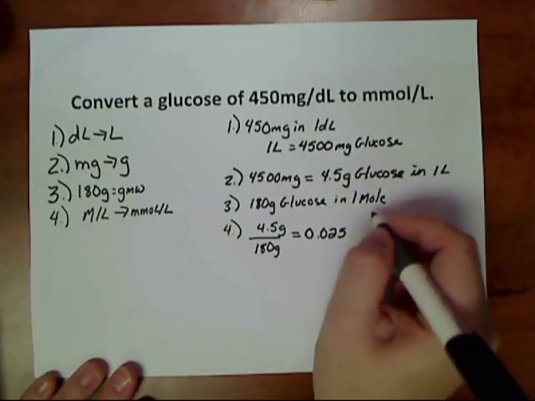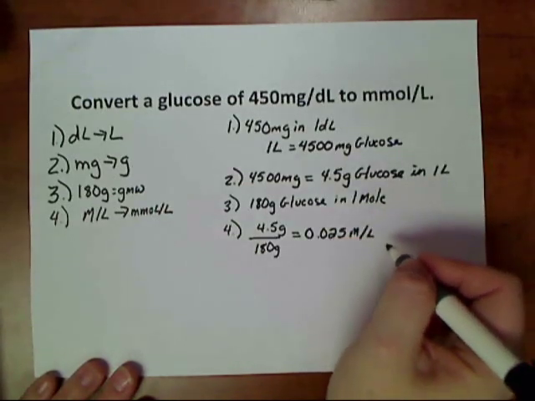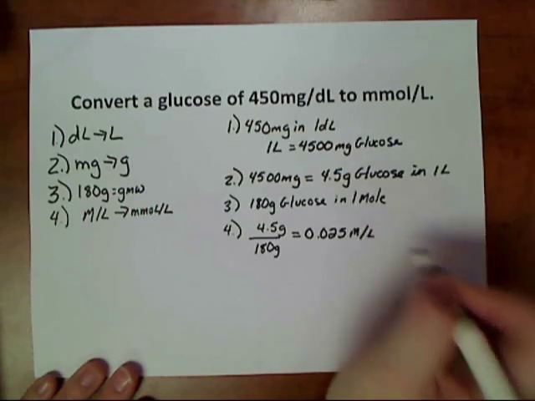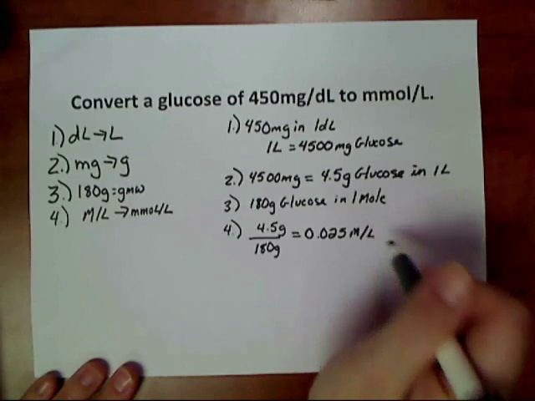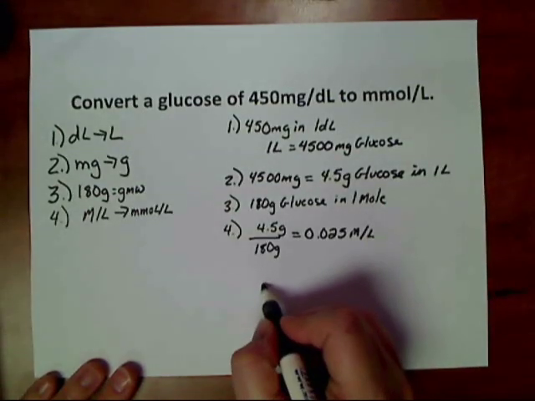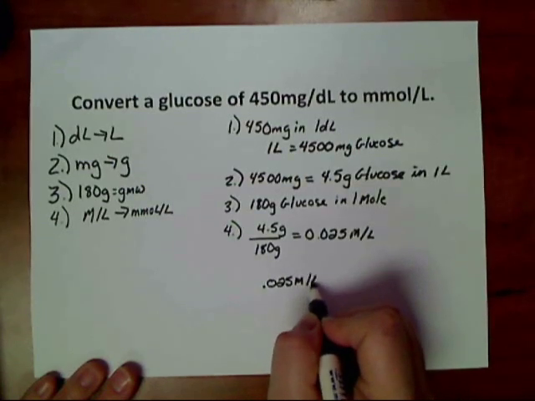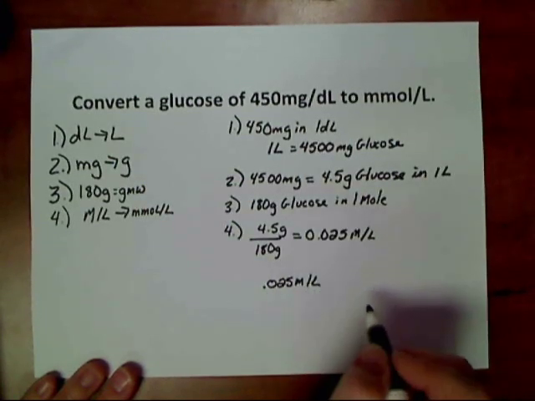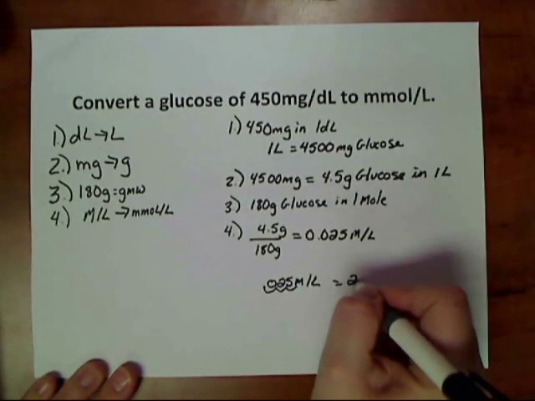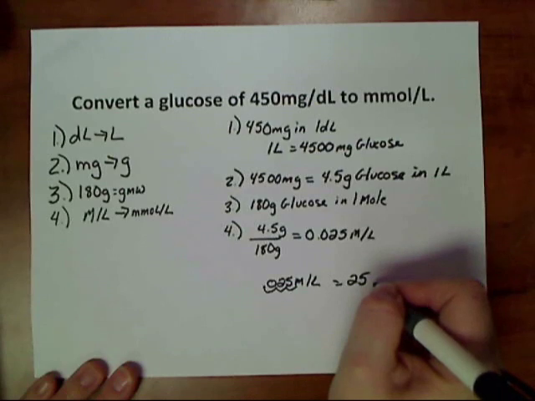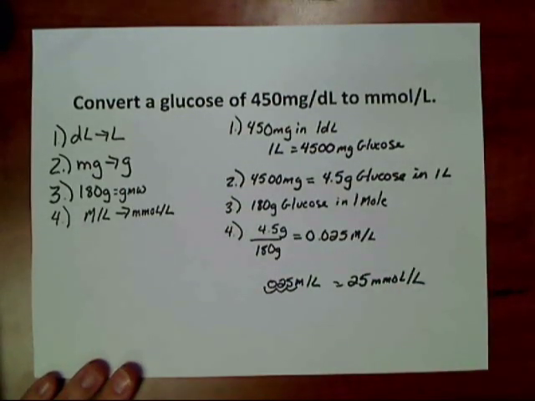0.025 moles per liter. Well, that's great, but we need millimoles per liter, not moles per liter. In order to convert moles per liter to millimoles, we would take the 0.025 moles per liter. We're going to move our decimal place over 3 places to the right. So we would then have 25 millimoles per liter of glucose.